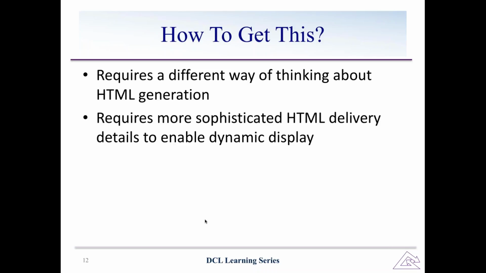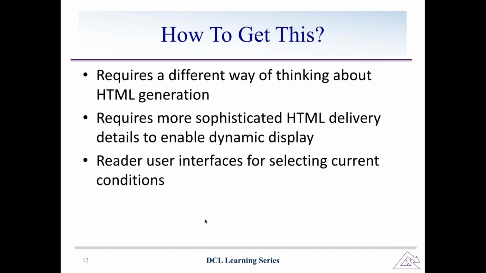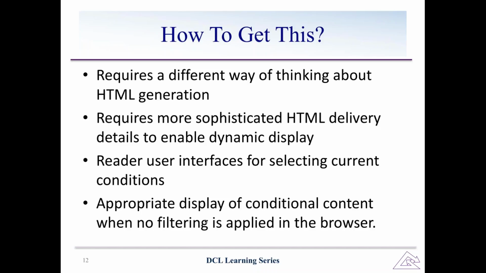It requires more sophisticated HTML delivery details to enable dynamic display, right? So you're going to have something in your delivery system, JavaScript or some sort of intelligence there to make that work. And then we also need user interfaces for readers so that they can select their current conditions. And then we also need appropriate display of conditional content when no filtering is applied in the browser, right?